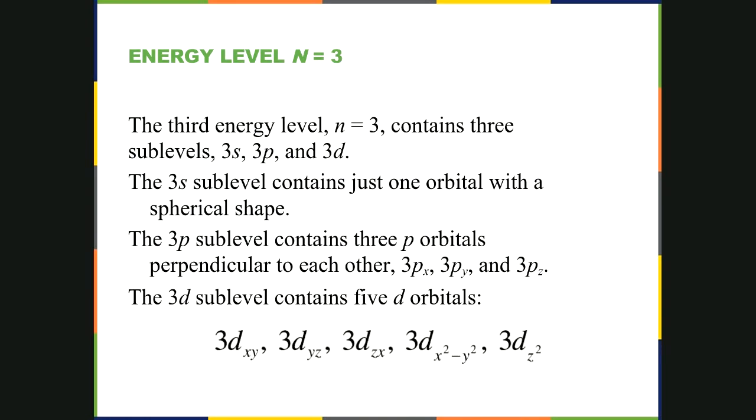The third energy level contains 3 sublevels: 3s, 3p, and 3d. Again, the 3s just contains one orbital, just like the 2s and the 1s. The 3p contains 3 orbitals, just like the 2p did: px, py, and pz. And the 3d has 5 d orbitals, and we refer to them based upon the axes that they're either on or between. This 3dz squared is a little different than the others because it has a different appearance, but in terms of its energy, it's identical. You have to think of it as just another identical orbital. Even though it looks different, mathematically it has equal energy to all the others.